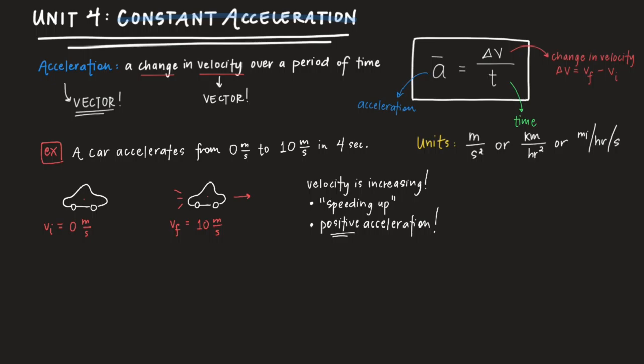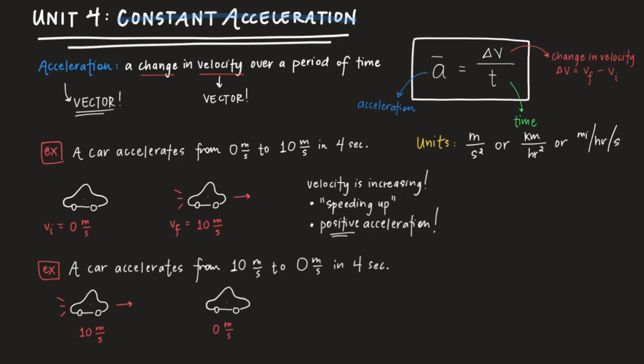Conversely, we can have kind of the same situation, but opposite. A car accelerates from 10 meters per second to 0 meters per second in 4 seconds. Well, again, I can take a look at the same picture, just flipped. The car is moving. Its initial velocity is 10 meters per second. It's moving, but then it comes to a stop. It's not moving. So it's moving and then not moving. So its final velocity would be 0 meters per second. So it's going from 10 to 0.